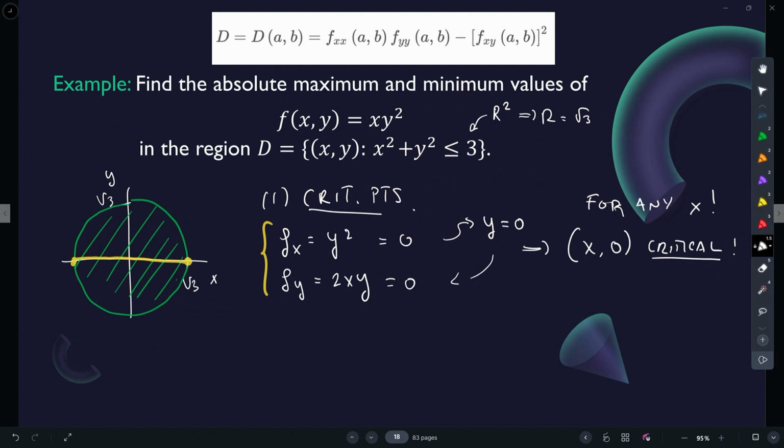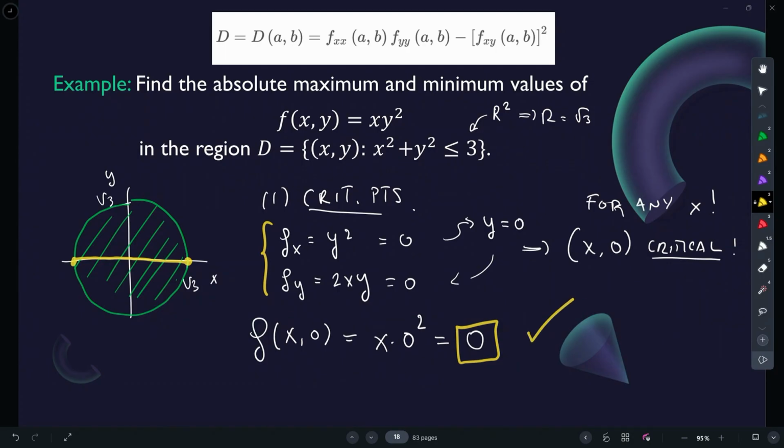So let's evaluate at those critical points. What is the value of the function at any point where y is 0? Well, the function is x times y squared, so the value is 0. Okay? So this is my first value to keep in mind, that it is 0 on that yellow line in the circle, the function is just 0. And maybe that's the maximum value, maybe that's the minimum value, I don't know. Maybe it's neither. So let's keep that in mind, that I have to compare this with the other ones at the end. So this is what happens at critical points. So I'm done with the critical points.